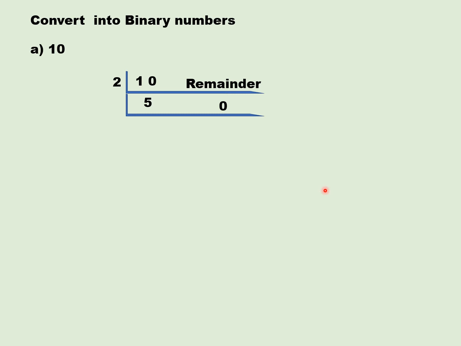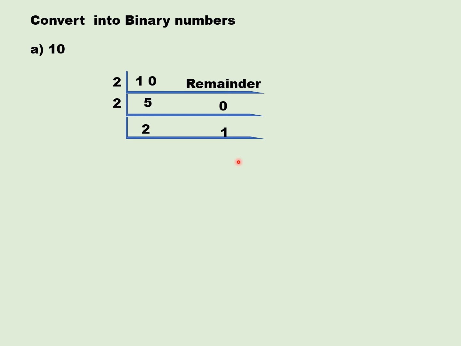Next, you are going to divide 5 by 2 again. When you divide 5 by 2, you will get quotient 2 and the remainder will be 1. There are 2 twos in 5, and 1 will be the remainder. That 1 you need to write here. In every step of the division you have to write the remainder below this remainder section.